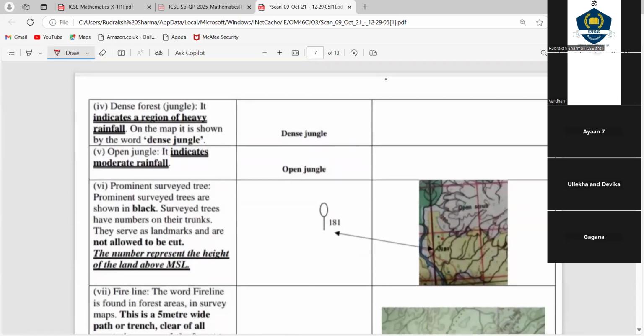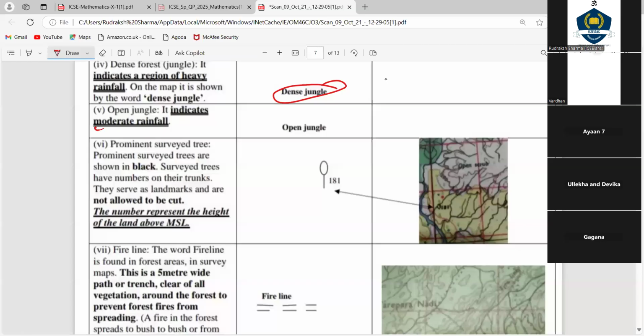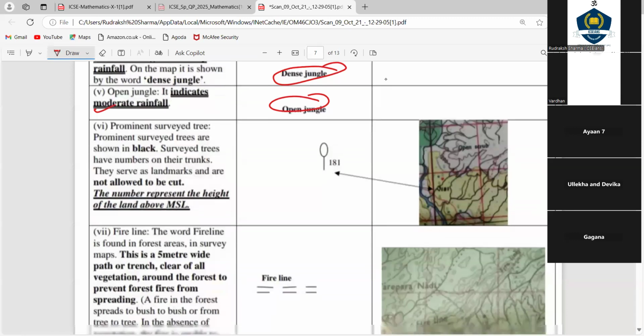Now coming to dense jungle forest. Okay, dense forest or dense jungle. So this is basically indicated by the words dense jungle on the map, which indicates a region of heavy rainfall. Obviously, wherever there is some type of dense jungle or vegetation, it indicates heavy rainfall. Open jungle indicates moderate rainfall. Okay. There's not much difference between dense and open jungle, but the flora and fauna differs, and dense jungle is richer than open jungle.